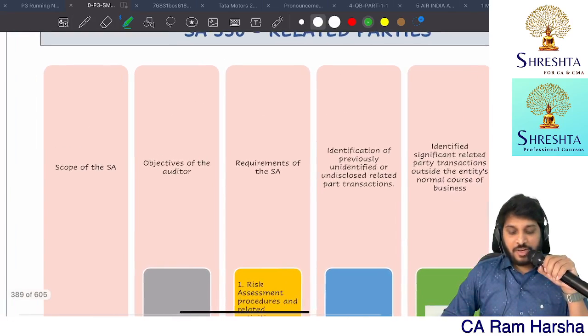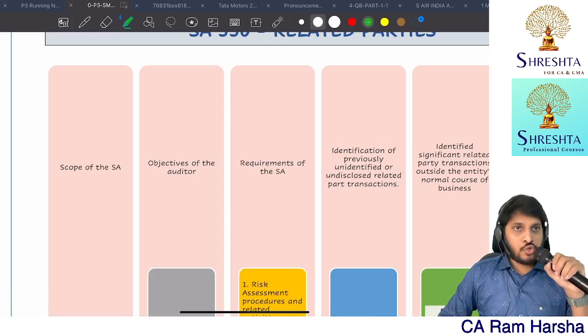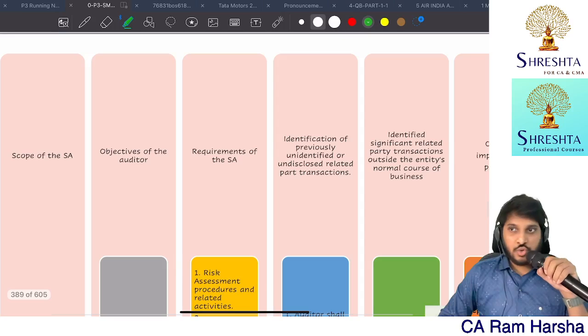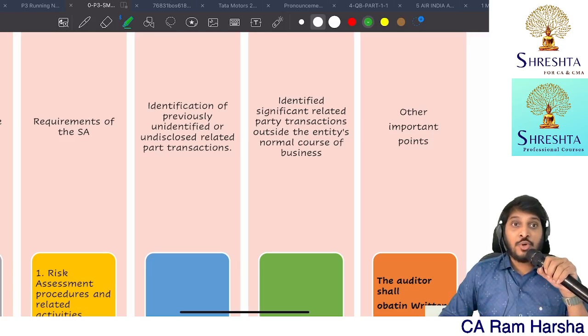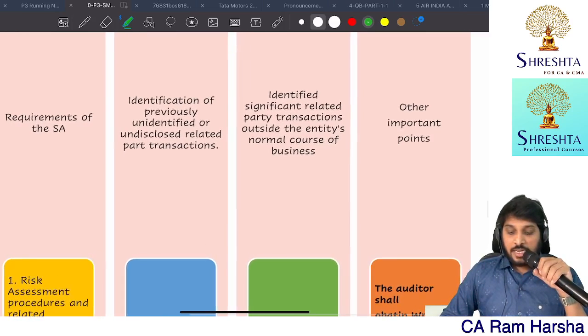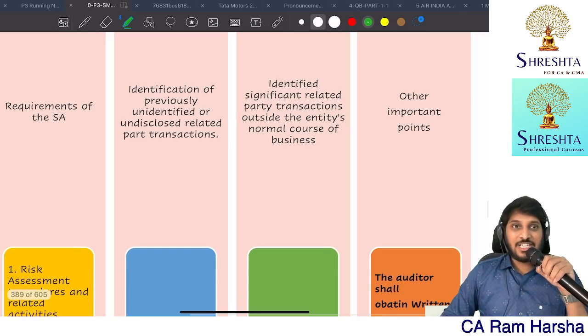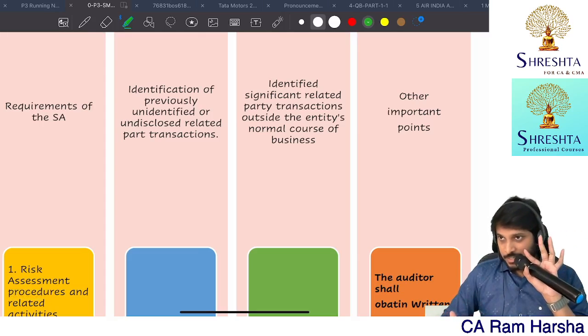So in 550, what they covered is scope, objective, and the requirements. What does the auditor have to do under 550? What if the auditor has newly identified related party relationships and transactions that were not identified by the entity previously? And if any related party transactions happened outside the normal course of business, what does the auditor have to do? And getting representation and documentation. This is what the standard mainly deals with.